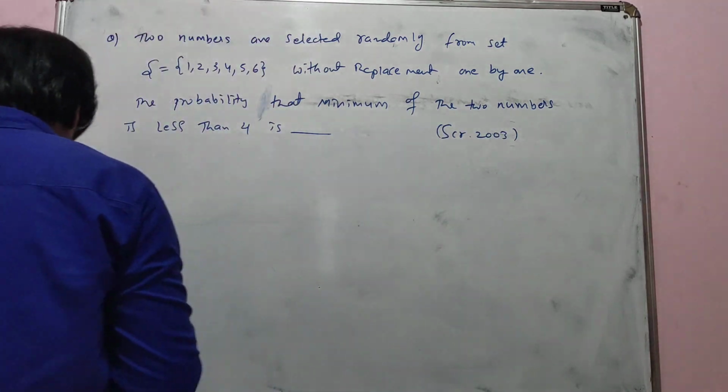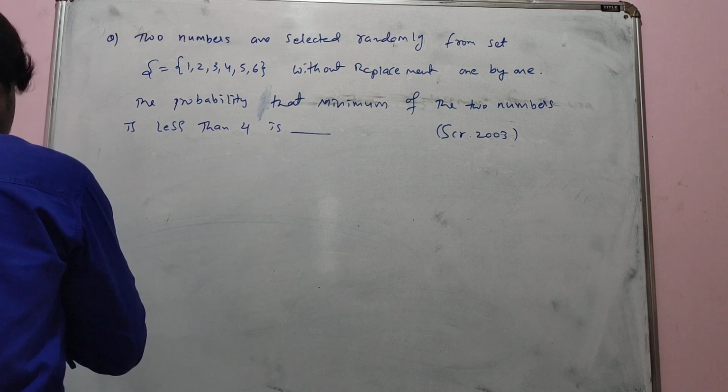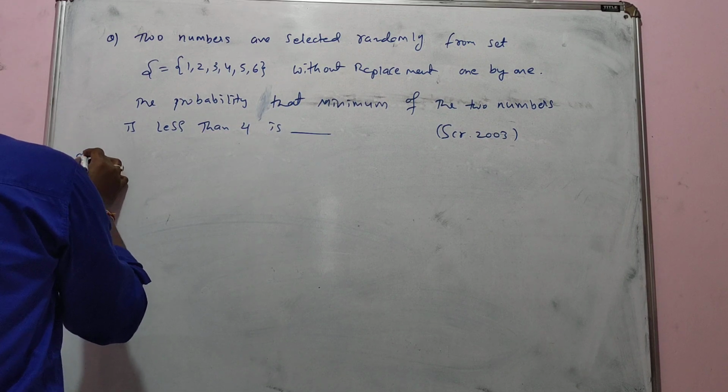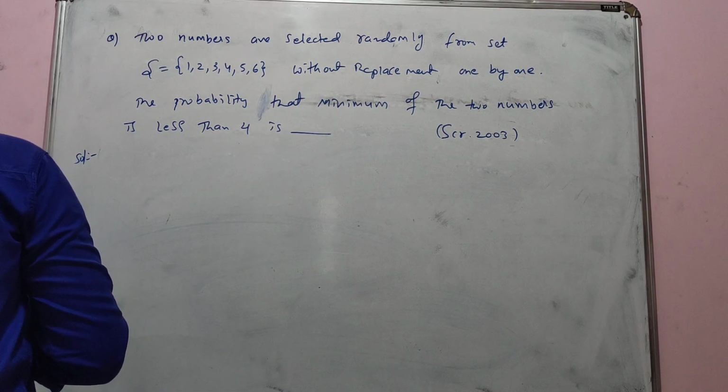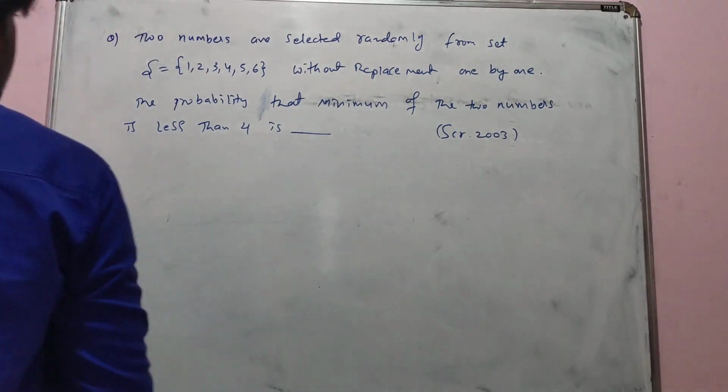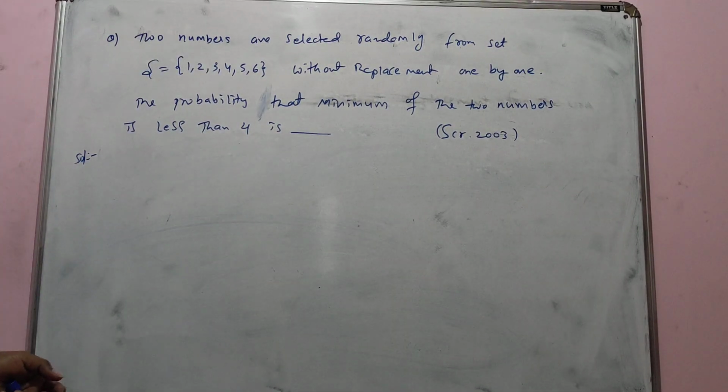There was a screening test, like JEE. So that is the question asked here. So 2 numbers are selected randomly from the set S equal to 1, 2, 3, 4, 5, 6 without replacement, one by one. You have to find the probability that the minimum of these 2 numbers is less than 4.